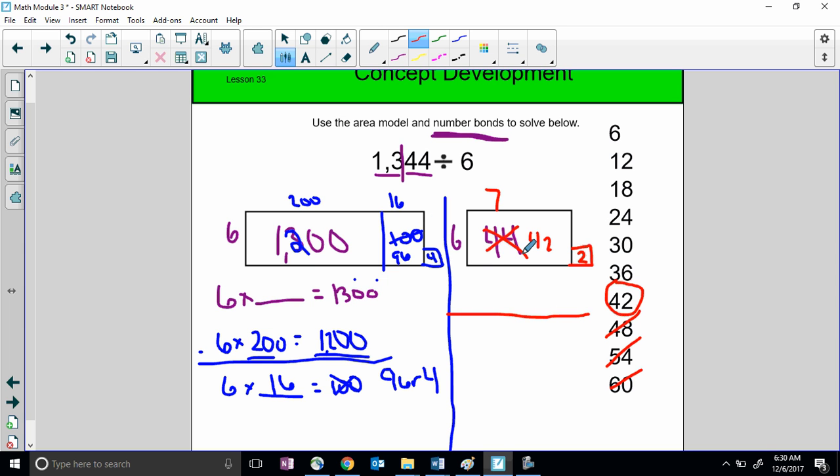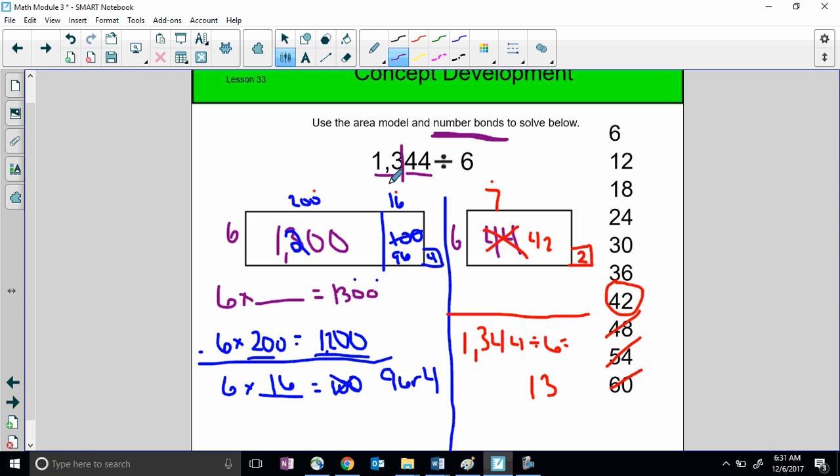Now, here's where the tricky part comes in. So now I've got to recombine all these numbers. So now I know that 1,344 divided by 6 equals, I have a 200, a 16, and a 7. Well, add up my ones place, 0, 6, 7. 6, 7, 8, 9, 10, 11, 12, 13. So I'm going to put a 3, a 13, sorry.